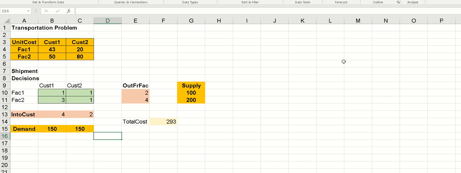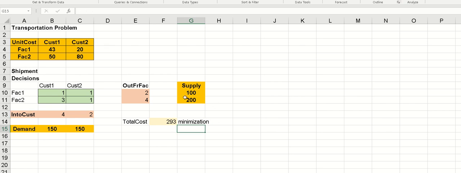So let's continue. I'd like to show you how the layout has been done. I want to focus your attention here. So here it is 43. These are all constants. These are the decisions. And Solver will compute for this area. Solver will minimize this. This is called minimization because it is now the total cost.